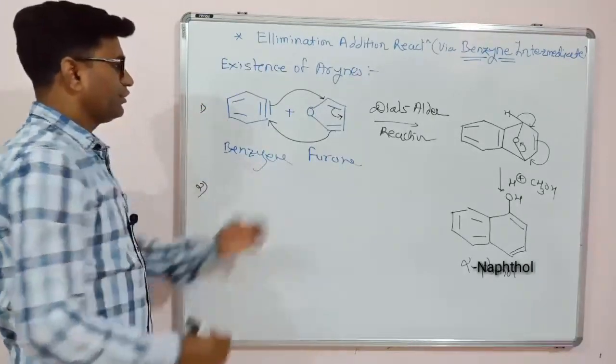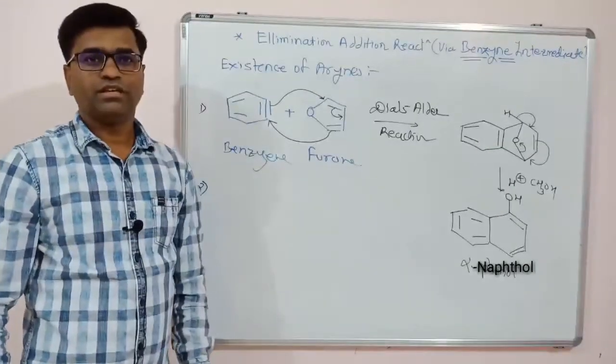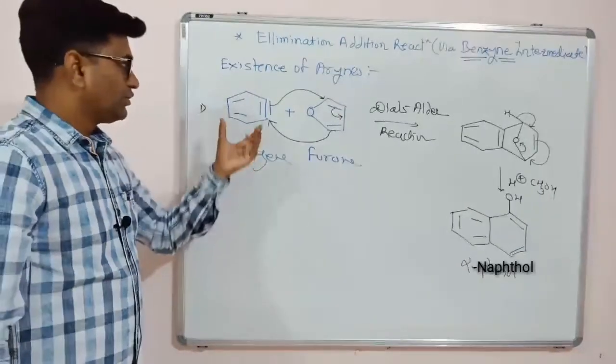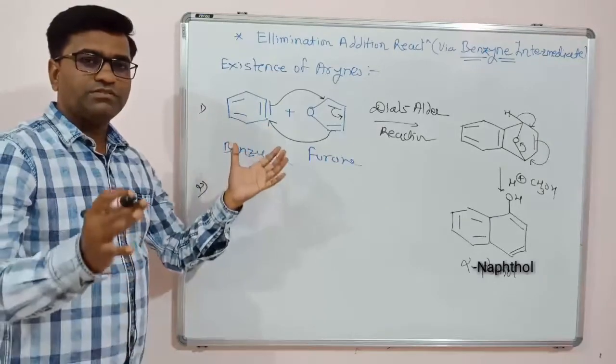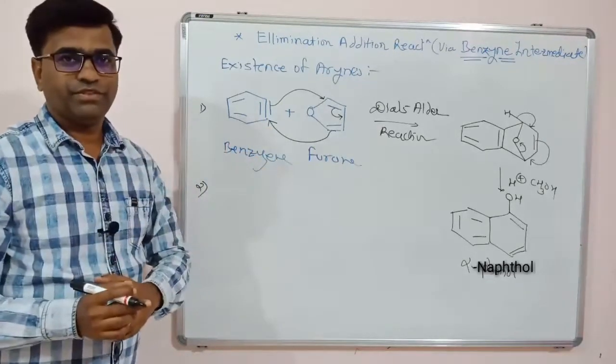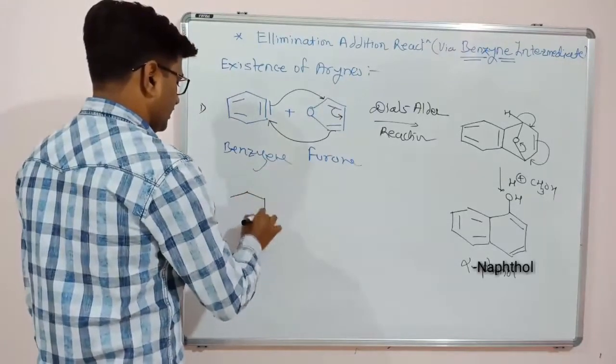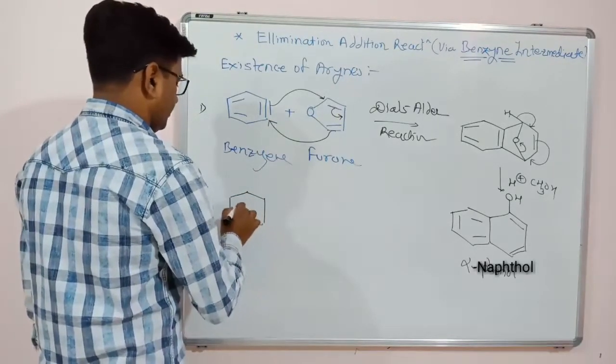Second proof: if you do not have this furan, then what will happen? If there is no nucleophile, nothing other, these benzyne species form a dimer with each other, so they will get dimerized. For example, see here, this is again one more pericyclic type of reaction.